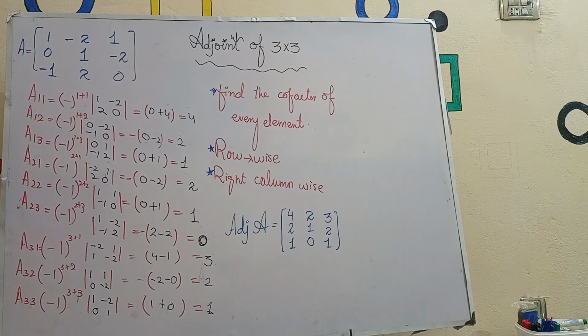So friends, this was all about the adjoint of a 3 cross 3 matrix. I hope you get the concept. It was a bit confusing also, but when you know the formula for the cofactor of an element, you are going to find the cofactor of each and every element along with the signs and proper formula. Then at the end you have to write the elements in a column method or column wise. So that was all about the adjoint of a 3 cross 3 matrix. In the next video we are going to solve the inverse of a 3 cross 3 matrix.